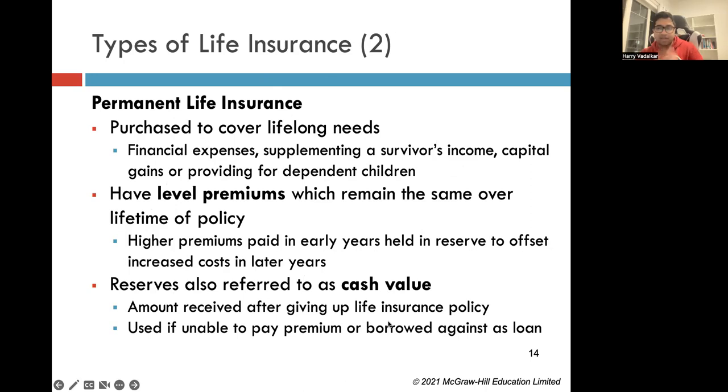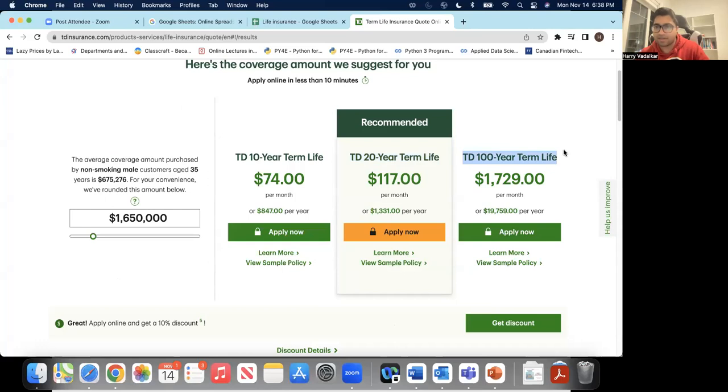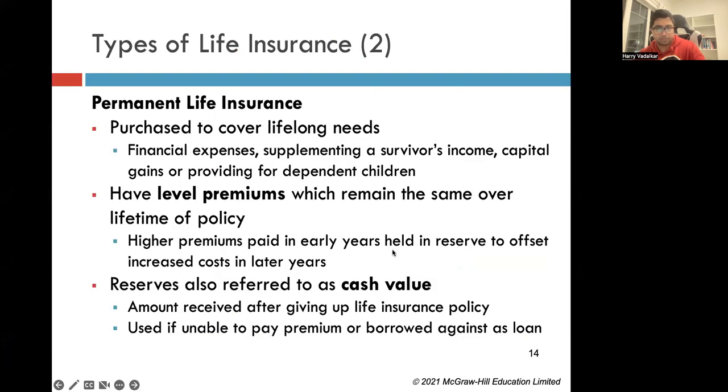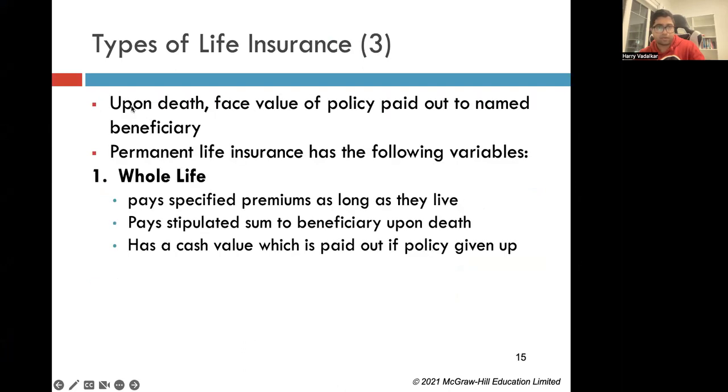So if you buy a permanent life policy, you can borrow against that. An example would be this: TD 100-year term life is nothing but a permanent life policy, right? You have to pay a very high premium. So for 1.65 million, the premium is $1,729, right? So the premium cost is very high as compared to a 20-year term, but it covers you for the next 100 years. Okay. Upon death, the face value of the policy is paid out to the beneficiaries.